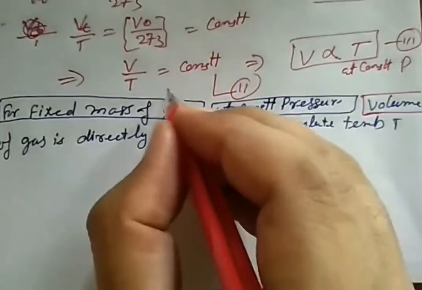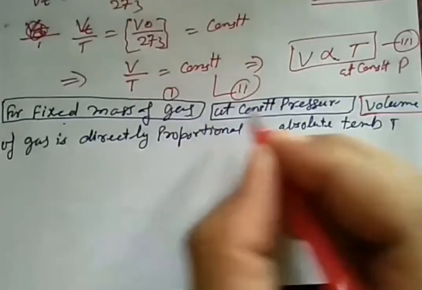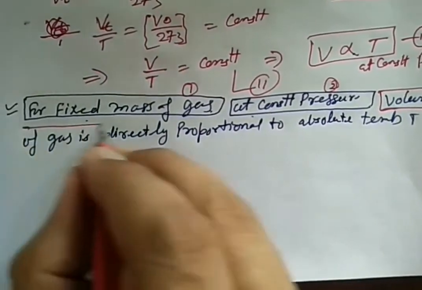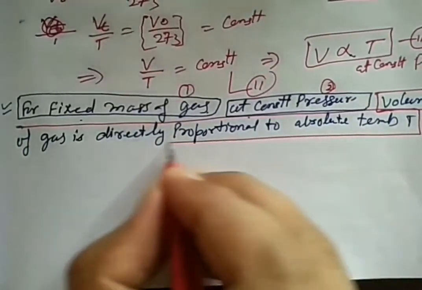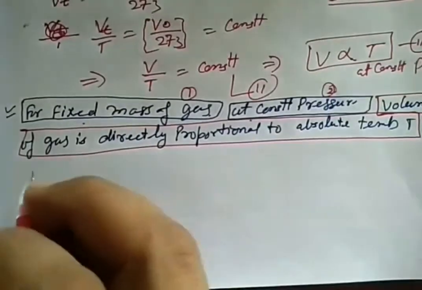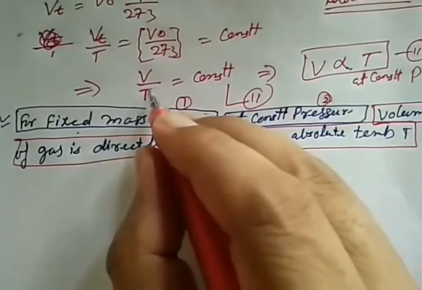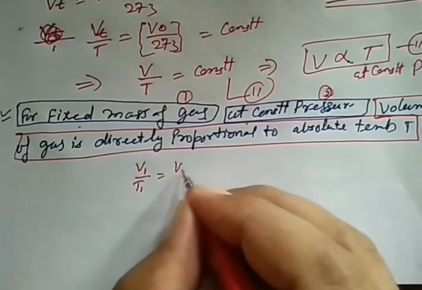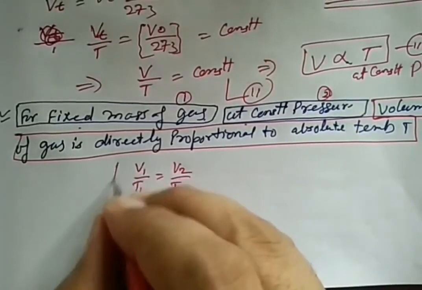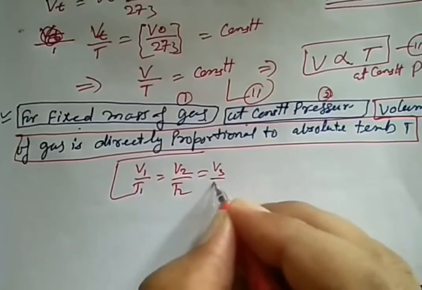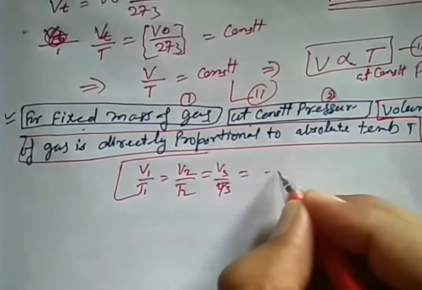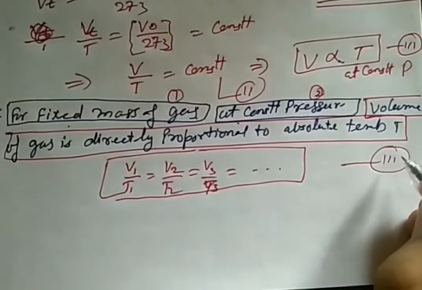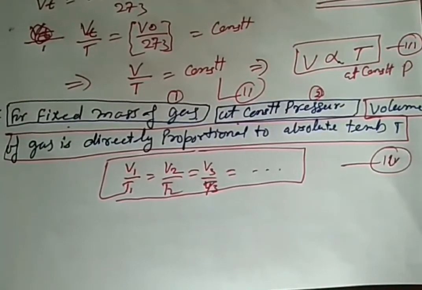Under two conditions: first condition, fixed mass of gas; second condition, at constant pressure, the volume of gas is directly proportional to absolute temperature. This equation 3 can also be written, equation 2 can also be written in mathematical form: V1 upon T1 is equal to V2 upon T2 is equal to V3 upon T3 and so on. This is the mathematical form and is represented as equation number 4.